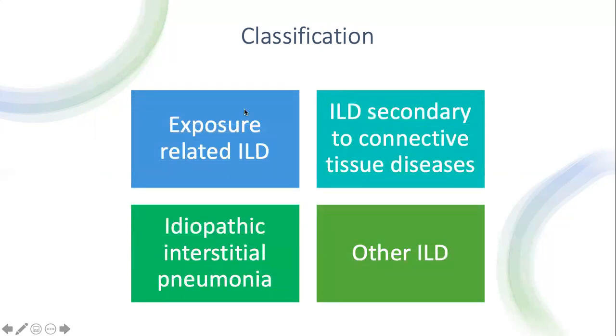So how are interstitial lung diseases classified? There are many different ways of classifying interstitial lung diseases, and this is one way of classifying these diseases. There are exposure-related interstitial lung diseases, those secondary to connective tissue diseases, idiopathic interstitial pneumonias, and other interstitial lung diseases.